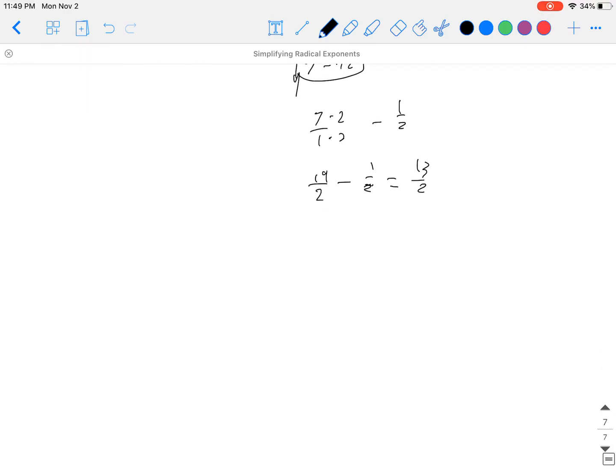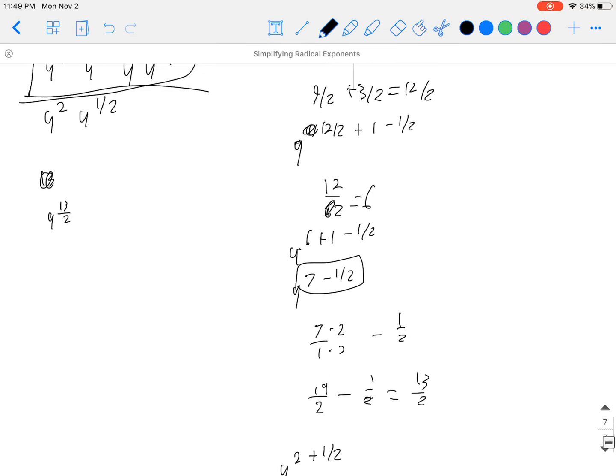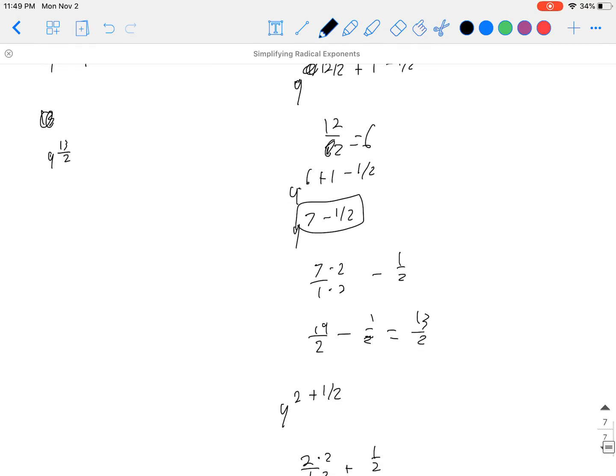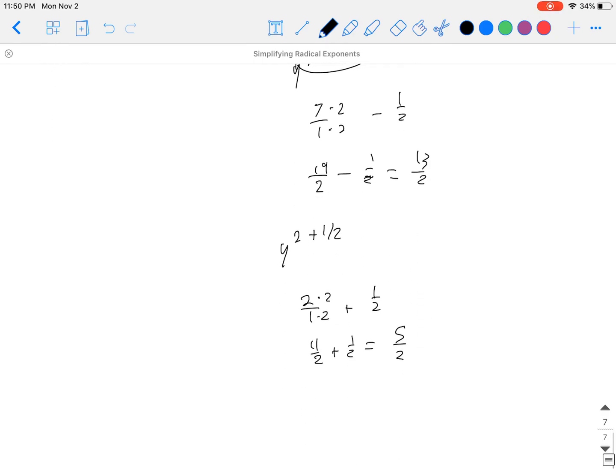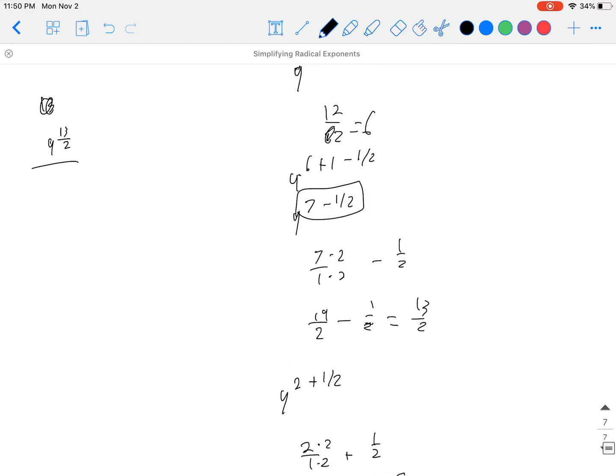The denominator for us is thankfully very simple. It's just y squared plus 1/2. So we just have one addition to deal with here. So we'll have 2 over 1 plus 1/2, multiply 2 on the top and the bottom to give us 4 over 2 plus 1/2, equaling 5 over 2 as the denominator. Yes, 5 over 2, sorry. So we'll have y to the 13 over 2 divided by y to the 5 over 2.